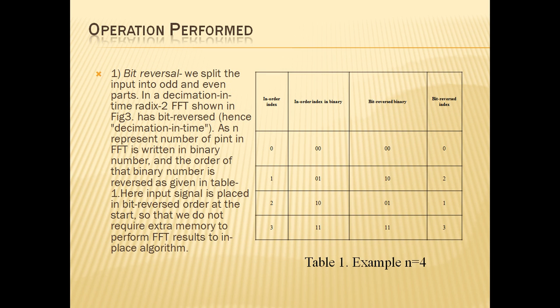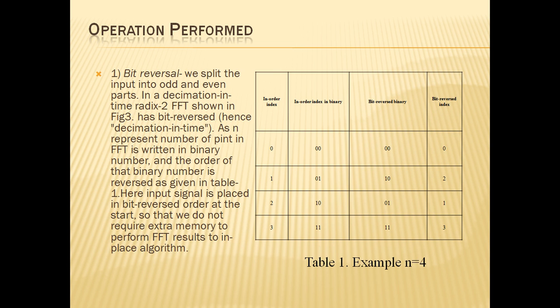What operations do we require to perform this 4-point FFT structure? First, what we have to do is bit reversal. For the bit reversal case, you can see that we are reversing our bits: 0 0 stays 0 0, 0 1 when reversed becomes 1 0, which is 2, and 1 0 when reversed becomes 0 1, which is 1, and then 1 1 stays 3. So we are actually reversing our bits so that it becomes an in-place algorithm. Here the input signal is placed in bit reverse order at the start, so that we do not require extra memory to perform the in-place algorithm.